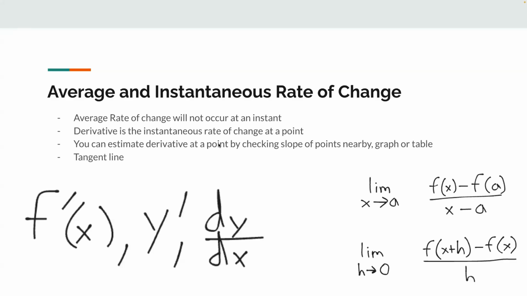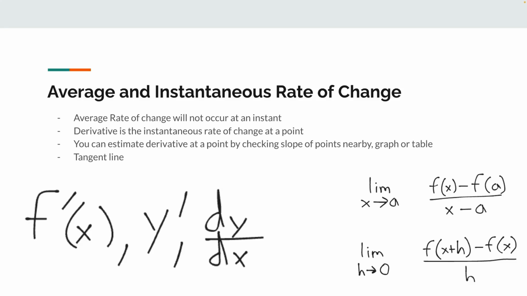So how do we define average and instantaneous rates of change? The average rate of change will not occur at just one instant. It'll be spread out. And the derivative just refers to the instantaneous rate of change at a point. You can estimate the derivative at a point by checking the slope of points nearby or by using a graph or a table. Also, that'll just be a tangent line. Think of the derivative as just a tangent line at a point. So you can represent the derivative with f prime of x, y prime, or dy/dx, or d/dx.